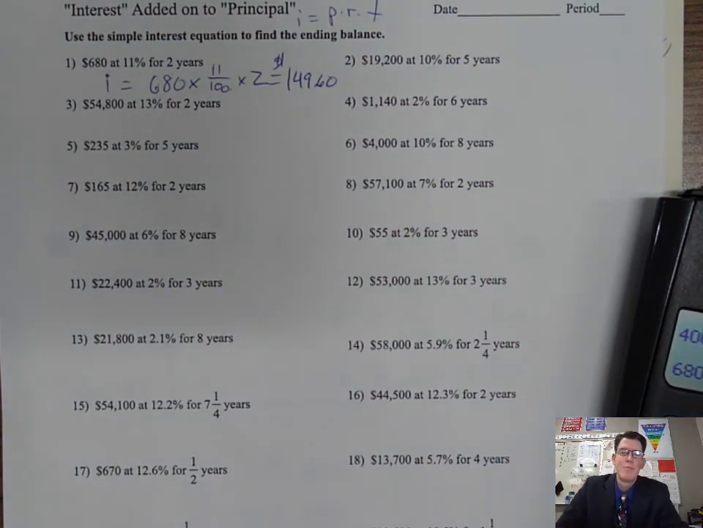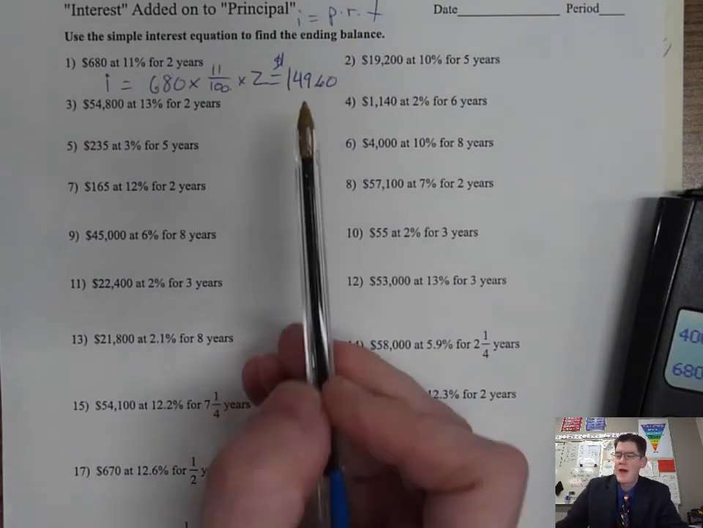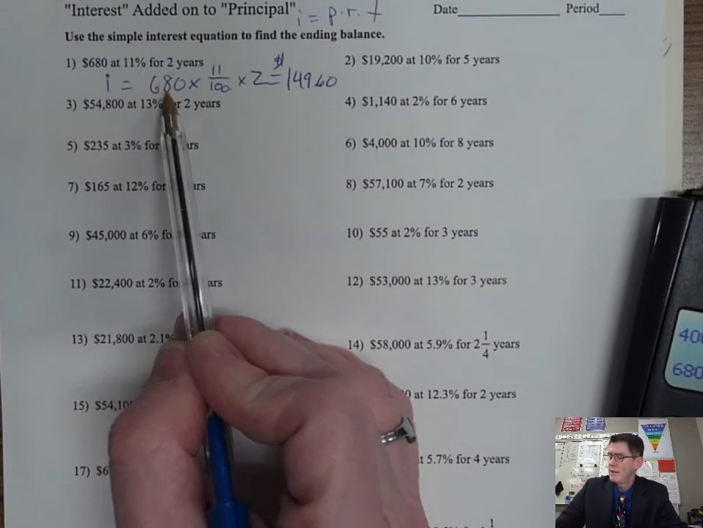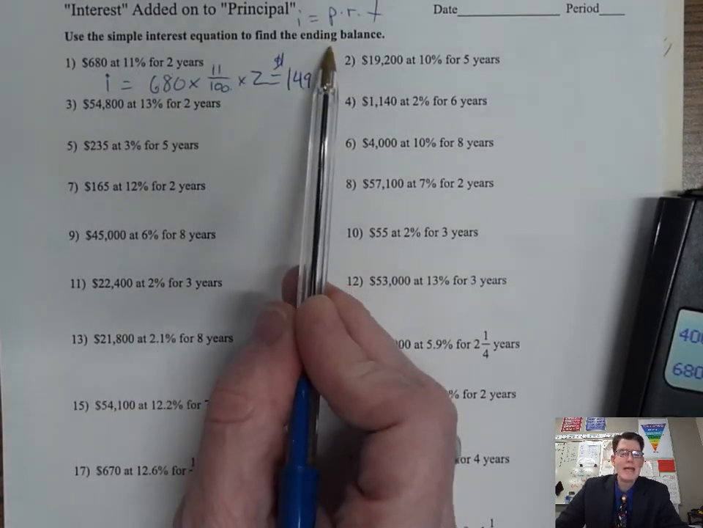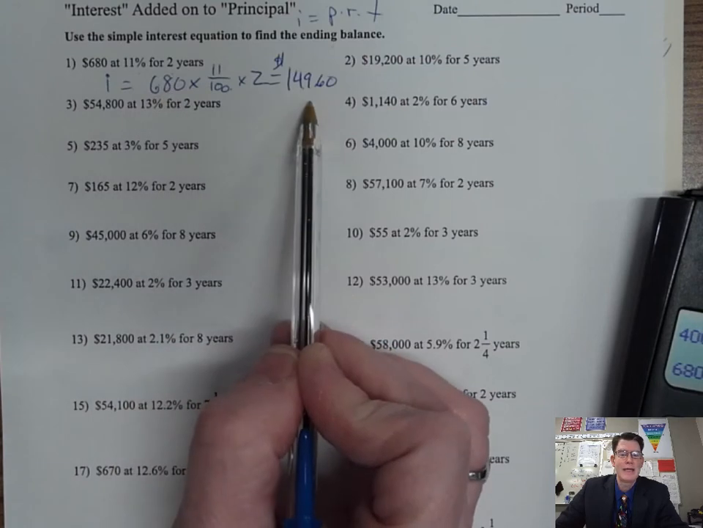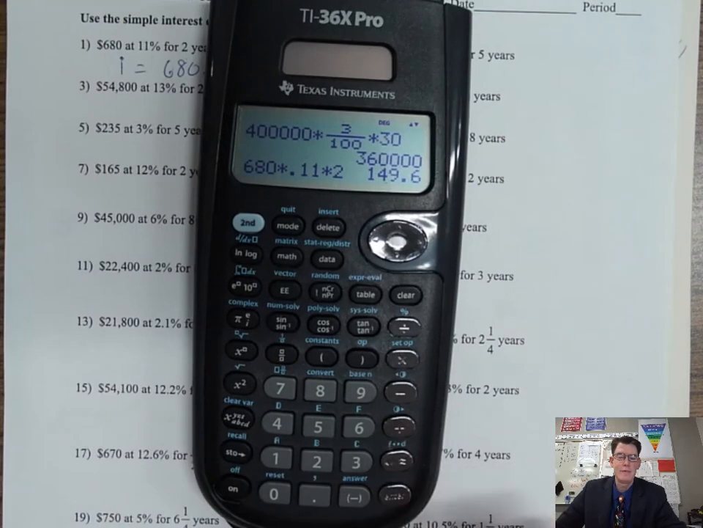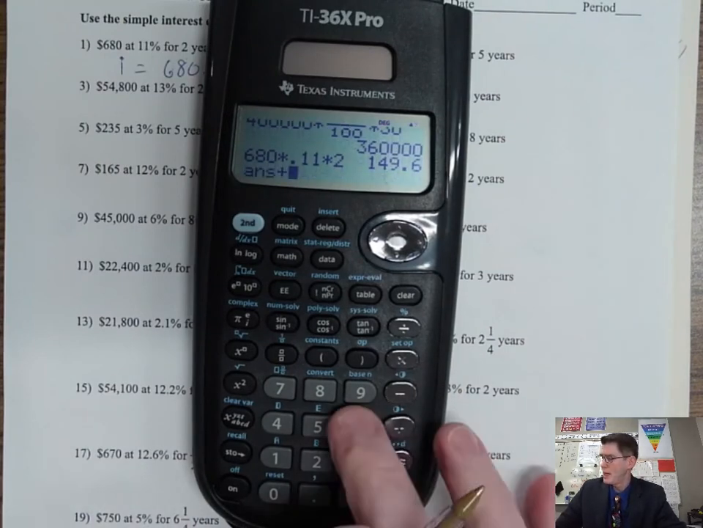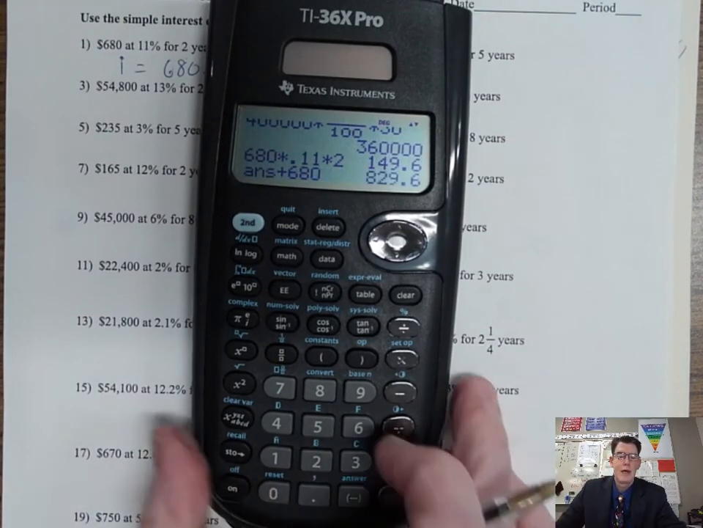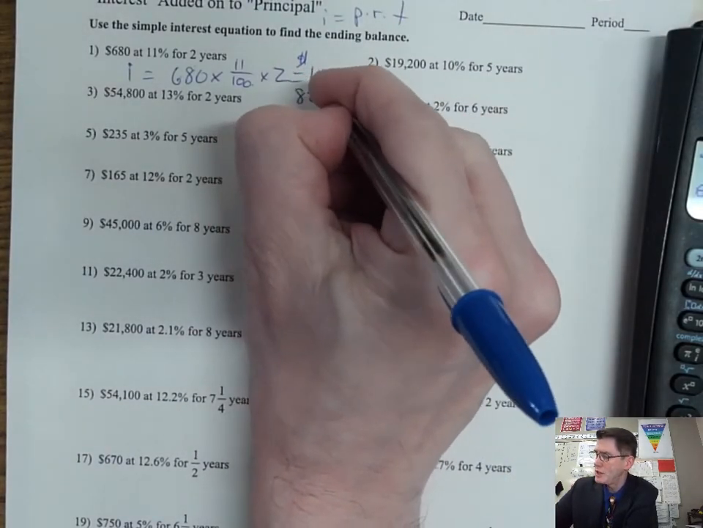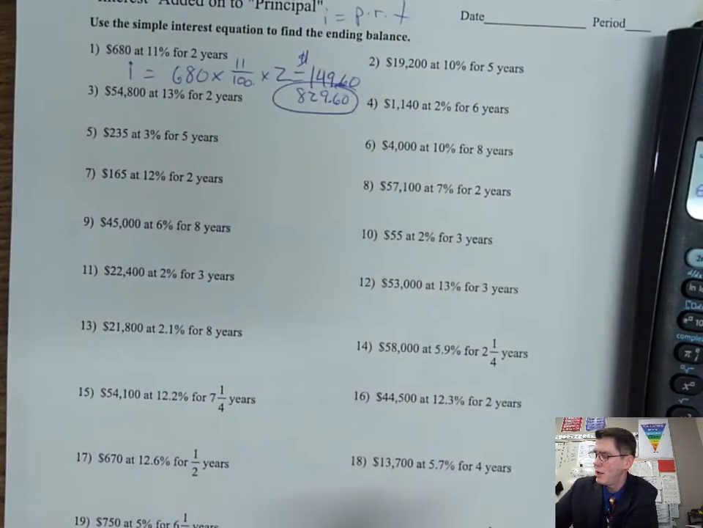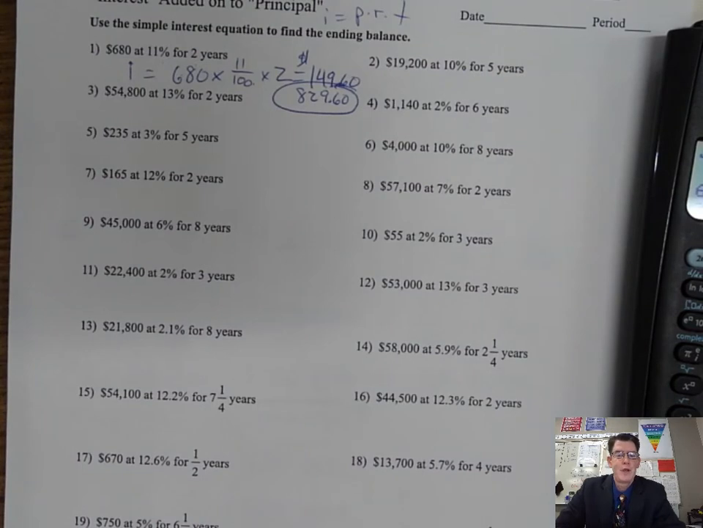If anyone ever wants to borrow money from you, say, sure, but let me talk about interest. You have to pay me back more than that. When you add those on, the ending balance means you have to add the 680 to the 149.60. So you add that 149.60 plus the 680, $829.60. There you go. There's your interest and your principal amount.